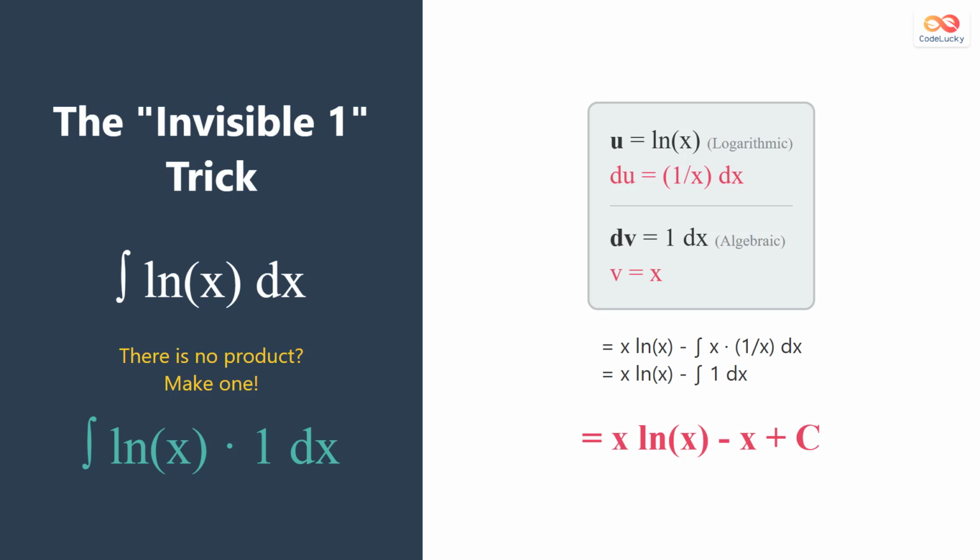What if you have a function like natural log of x with no obvious product? We use a trick. We can view this as natural log of x times 1. Following LIATE, logarithms are the highest priority, so u is natural log of x. That leaves 1 dx as our dv. This allows us to use the formula even on single functions.